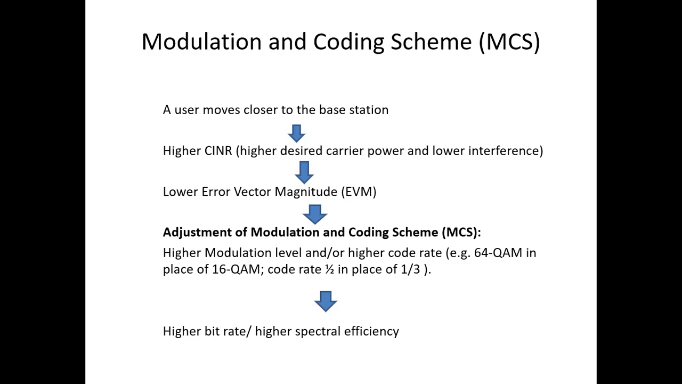So as your CINR improves, okay, I didn't tell you what EVM is, I'll tell you later. But as your CINR improves, you can use a higher modulation level and lower code rate, right? And that way you can enjoy a higher bit rate, or actually higher spectral efficiency. Spectral efficiency I probably defined in the beginning of the course when we discussed Shannon capacity, how much bit rate per hertz you can use.